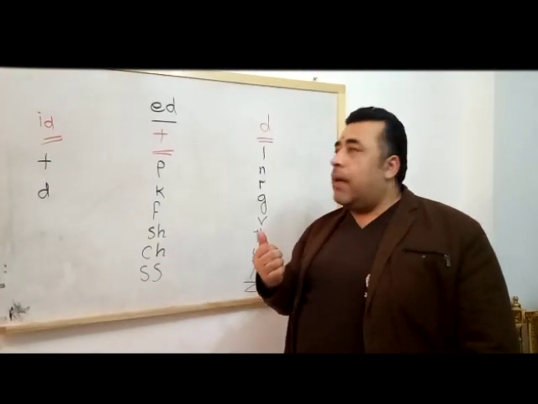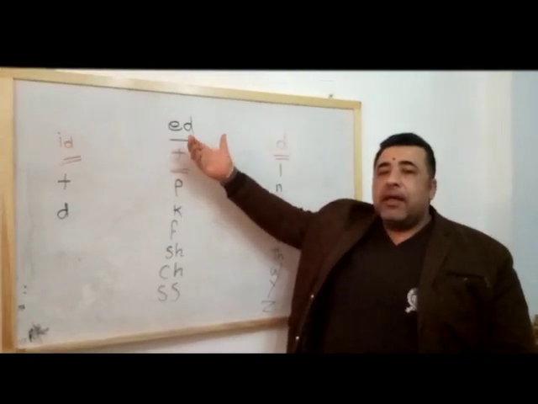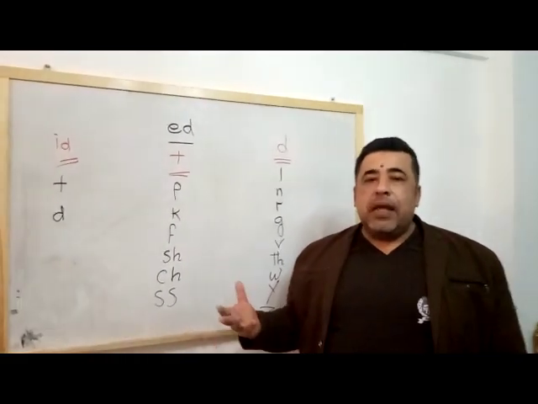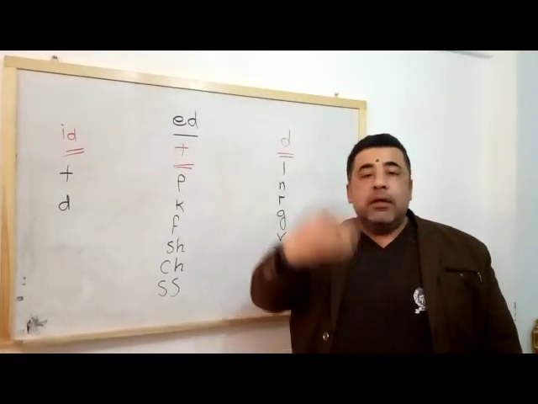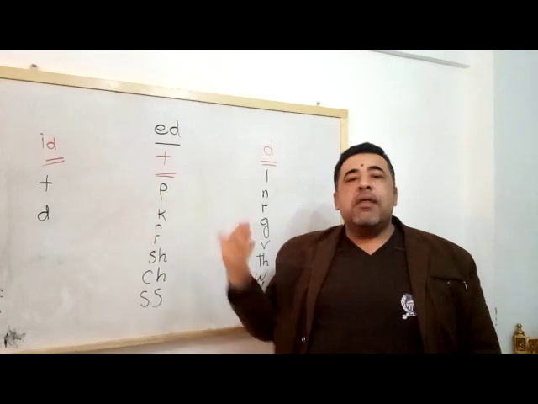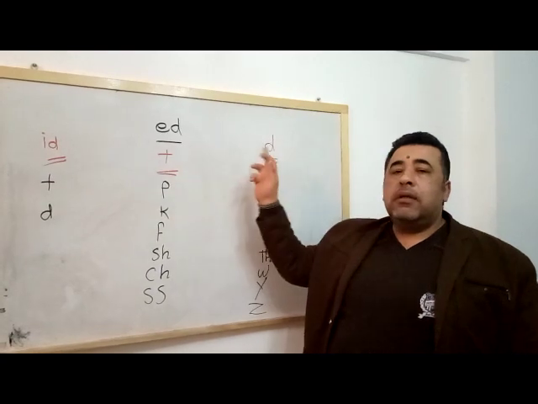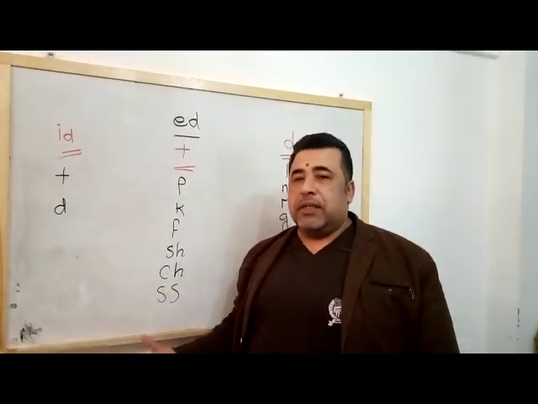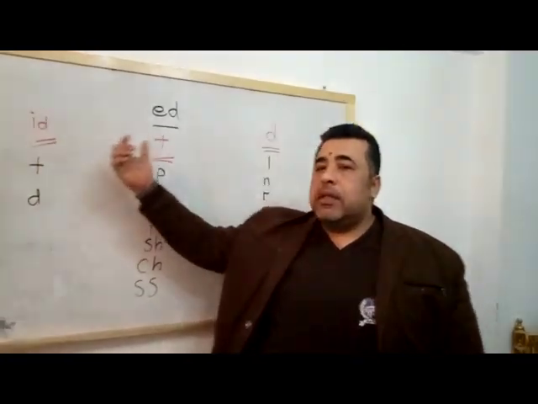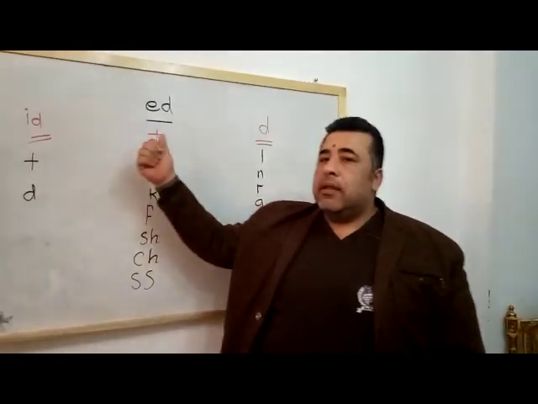Today we are going to learn about the final ED, how to pronounce the syllable ED in most verbs. The final ED is pronounced like this in English phonics: id, d, t. Then it has three sounds: id, t, d. Now we have three different voices. They are different but similar.